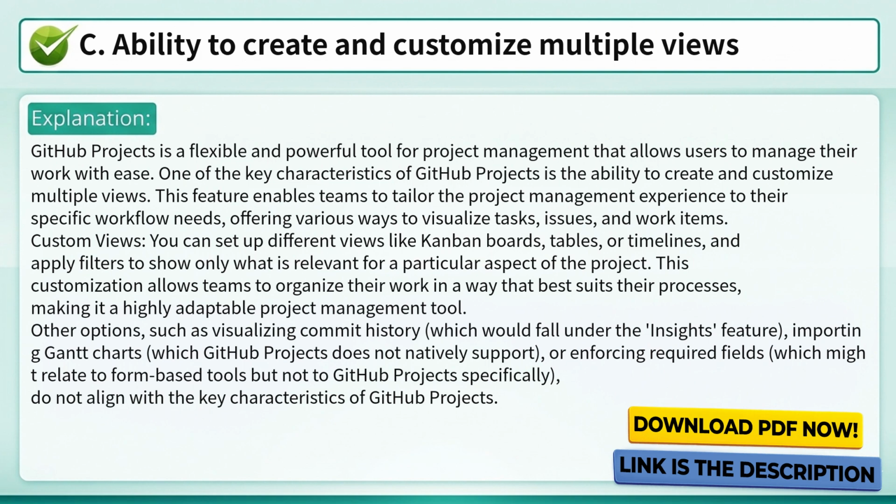Custom views. You can set up different views like Kanban boards, tables, or timelines, and apply filters to show only what is relevant for a particular aspect of the project. This customization allows teams to organize their work in a way that best suits their processes, making it a highly adaptable project management tool. Other options, such as visualizing commit history, which would fall under the Insights feature, importing Gantt charts, which GitHub Projects does not natively support, or enforcing required fields, which might relate to form-based tools but not to GitHub Projects specifically, do not align with the key characteristics of GitHub Projects.